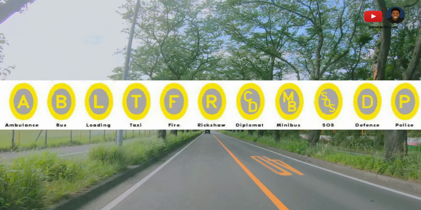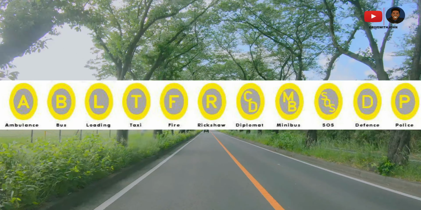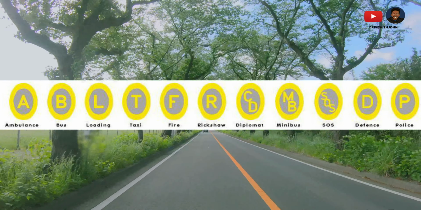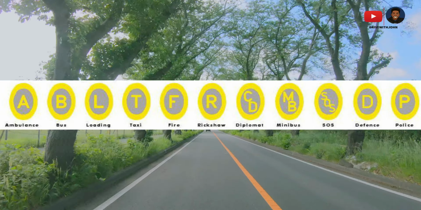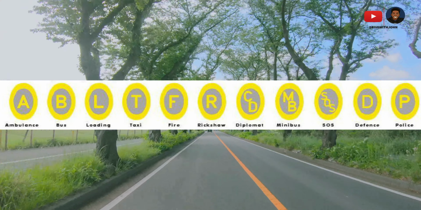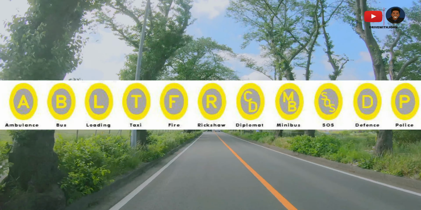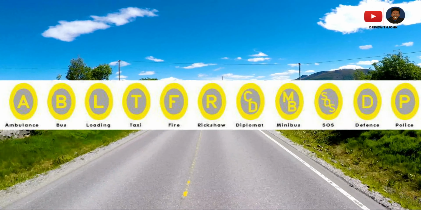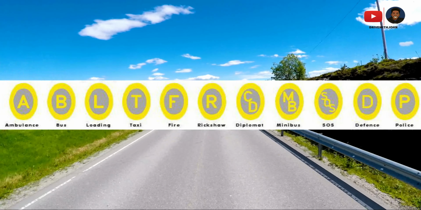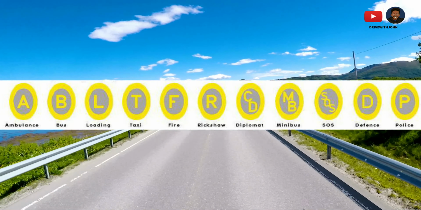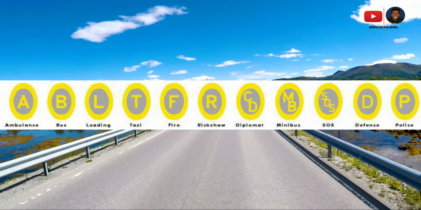Alright, so the A is for the ambulance, the B is for the bus, the L is for loading bay, T is for taxi, F is for fire, and if you notice the F, you would sometimes find it in the road as well, but not necessarily just an F. You'll find another one that I think is an FH. It's a sign to show that there's a fire hose there, so beware of that. Whenever there's a fire and firemen need to use that fire hose, they will come to that sign where it says fire hose.